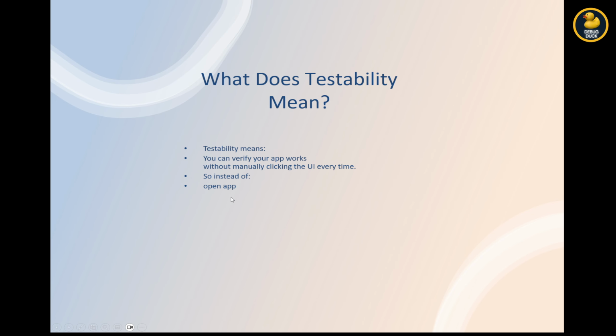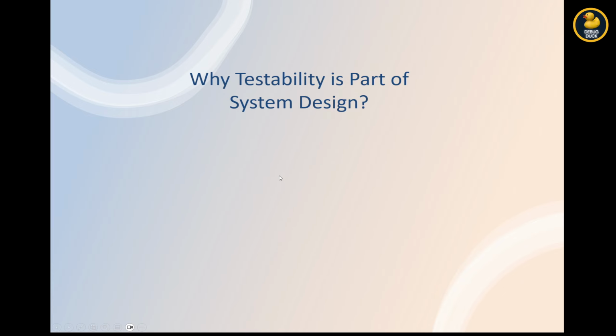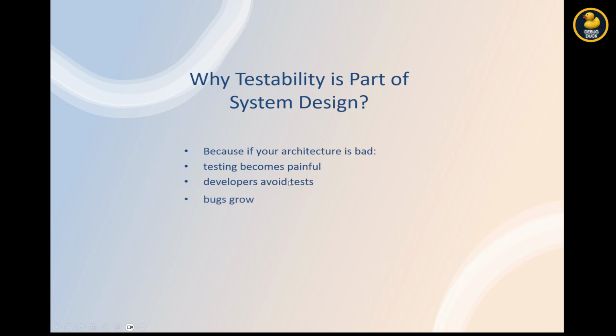So, instead of opening the application, logging in, clicking, and then testing, you can do automated tests, repeatable checks, confident releases. Why is testability part of system design? Because if your architecture is bad, testing becomes painful and developers avoid tests. Bugs grow and releases become scary. So, testability is not extra, it's built into design.